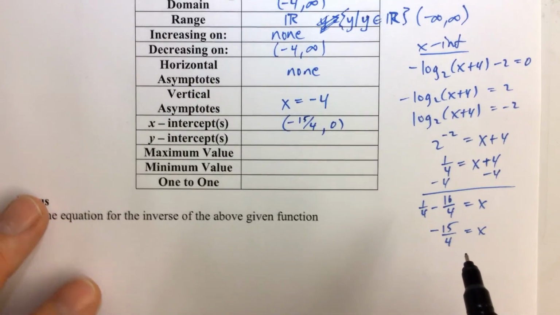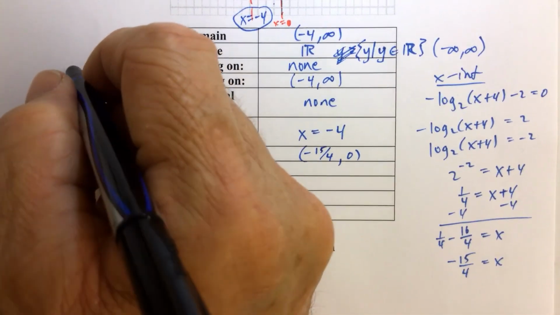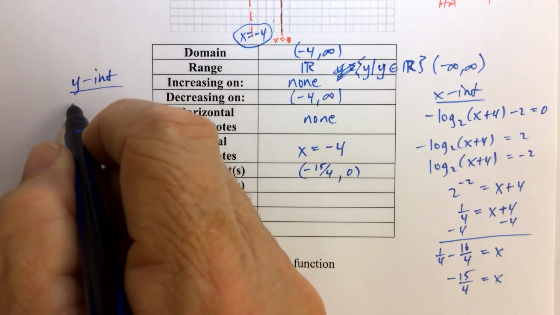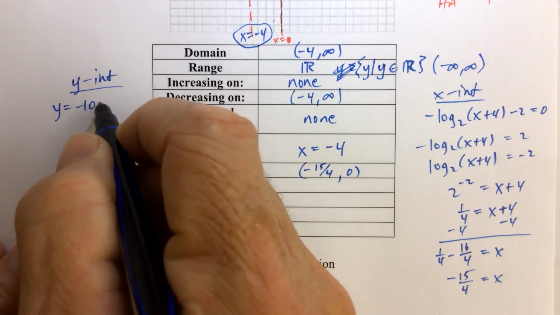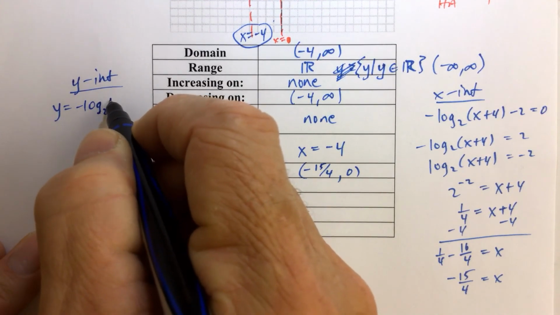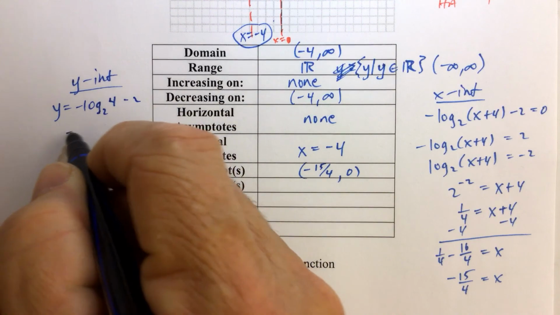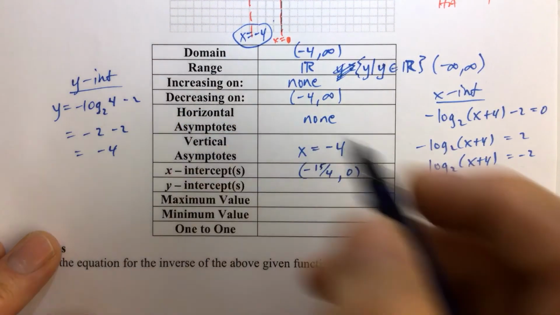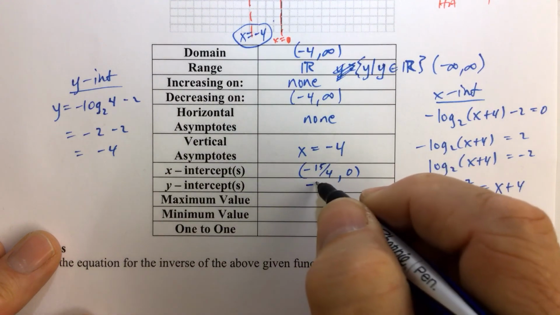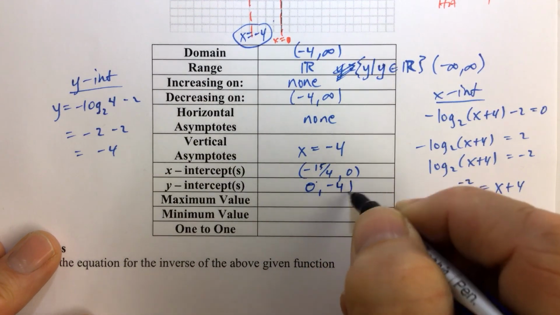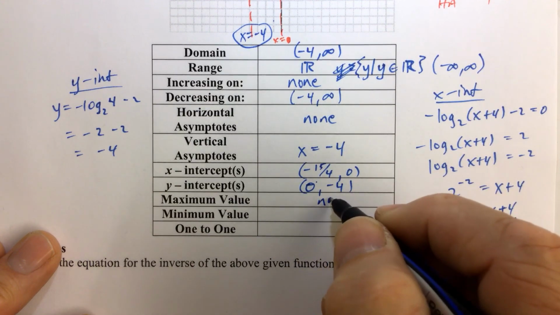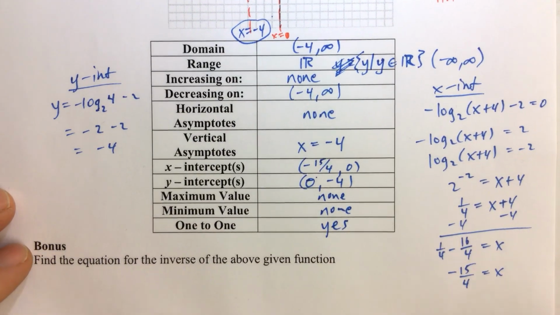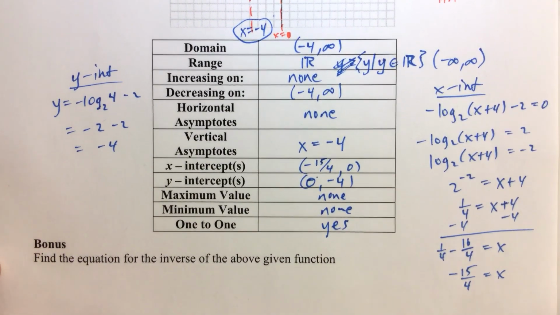And then our y-intercept, if we let x equal 0, we get y equals negative log base 2 of 4 minus 2. Well, log base 2 of 4 has a value of 2, and negative 2 minus 2 is negative 4. So we get (0, -4) for the y-intercept. There's no max, no min, and yes, it's one-to-one. I guess in the next video I'll show you how to find the inverse.